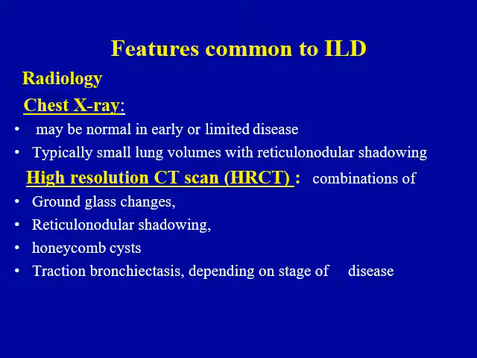By high-resolution CT scan, HRCT, there is a ground glass appearance in both lungs, or reticulonodular shadowing, or later on there may be honeycomb cysts, or traction bronchiectasis develops. This depends on the stage of the disease.